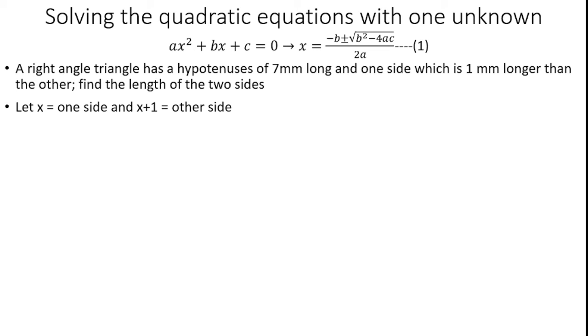Let's see. Let x be the value of one side that I assume, and the other side is x plus 1, because one side is 1 mm longer than the other. So let x be one side and x plus 1 the other side. I assumed the second order equation looks like ax square plus bx plus c. Initially I assumed a is equal to 1 and b is also 1. But what is x? Here, x square plus (x plus 1) square is equal to the hypotenuse value 7 square.